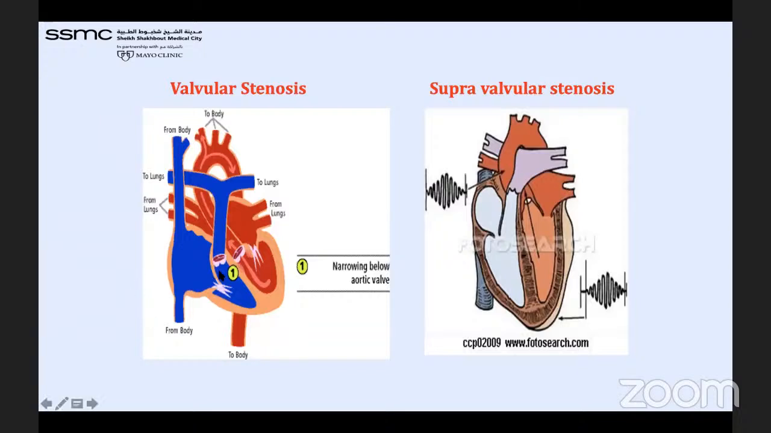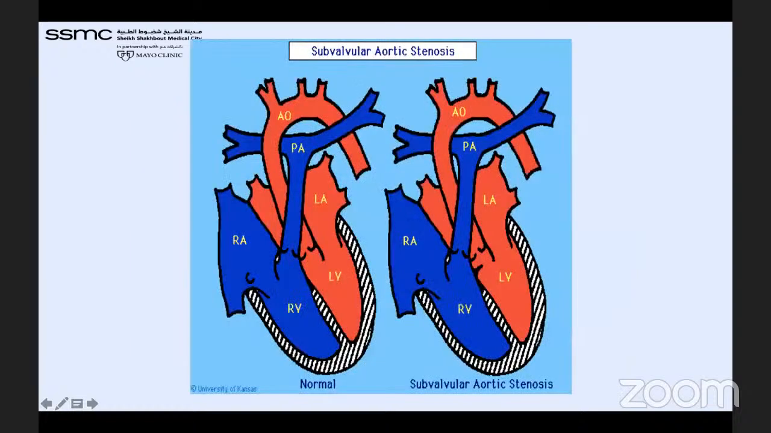So as you can see here, if the problem is here, then it is a valvular stenosis, narrowing of the aortic wall. If the constriction is somewhere here, in the supravalvular region, then it is a supravalvular stenosis. And if it is here, then it is a subvalvular stenosis. But mostly the aortic stenosis is stenosis of the valve itself. So here you can see the subvalvular stenosis as compared to the valvular stenosis itself.